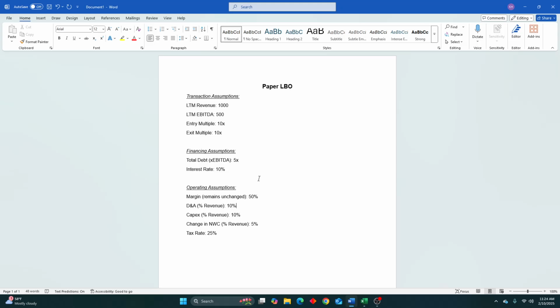If you were actually filling this out on paper, it might be beneficial to just omit the DNA and CapEx when you're adding them back, just because they're going to cancel each other out. But I'll make note of that again once we get to the cash flow calculation.